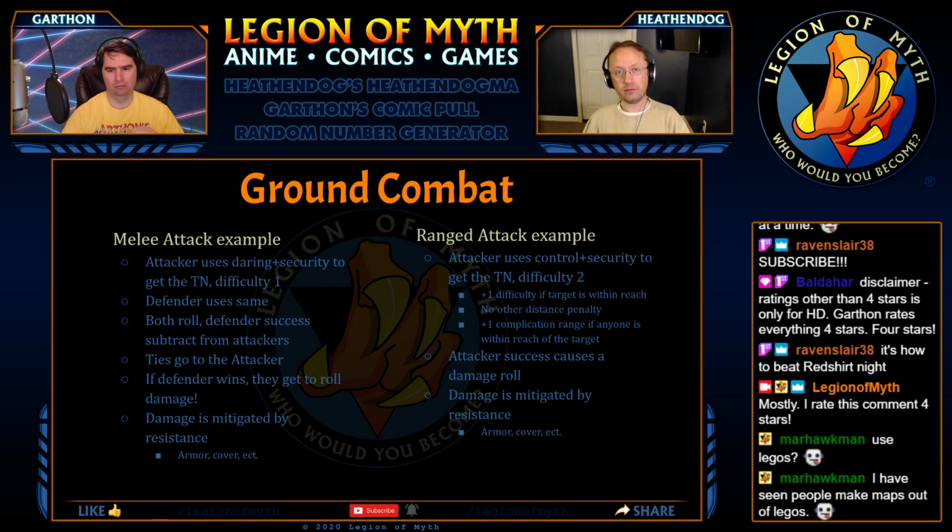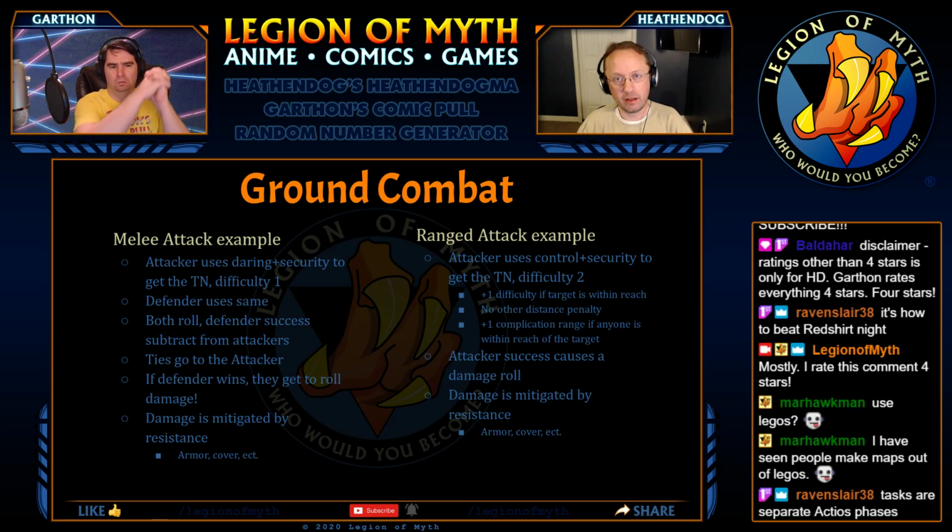Okay, so you're Captain Kirk. I'm the Gorn. You come up to attack me. Okay, you are the attacker. You use daring plus security to get your target number. Let's say Captain Kirk's daring is 9 and his security rating is 5. So his target number is 14. Now, it's a difficulty 1. That means to succeed in this task, he needs to get 1 success, 14 or lower on his 2d20s.